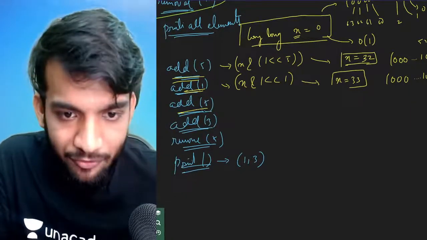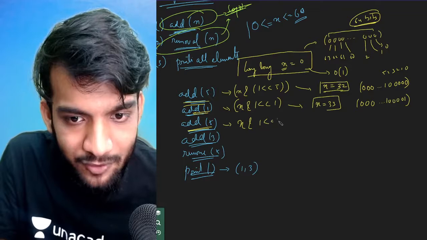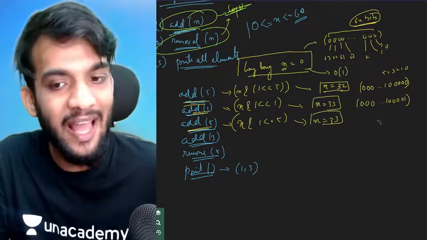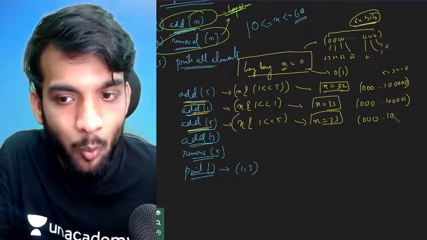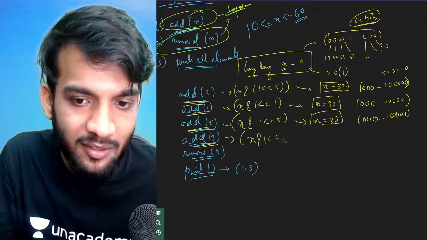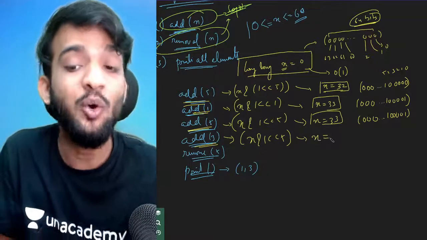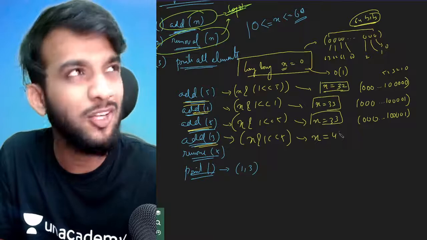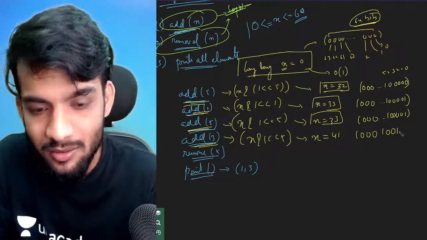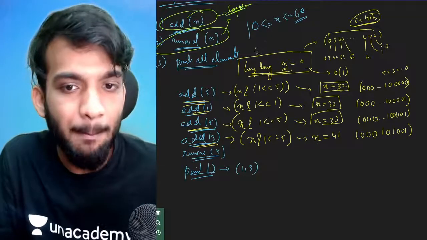Next is add of 5. Now when I say add of 5, again I do x and one left shift of 5. So x still stays as 33. It acts as a set because a set only stores one occurrence. Next, add 3. This will set the third bit, which is ultimately 8, so there will be an increase of 8. So x will become 41. The third bit will be set. This is how the mask will look. This is something known as a mask.